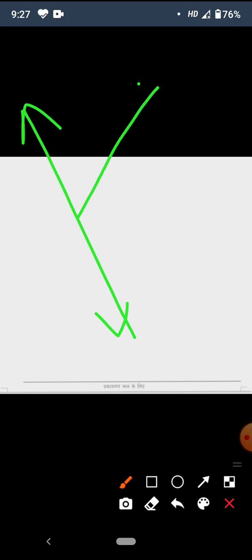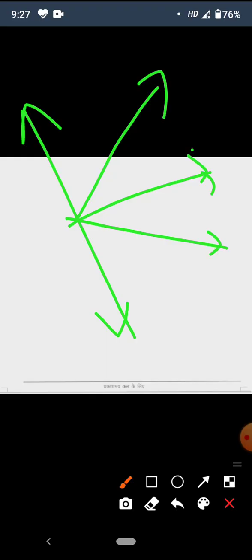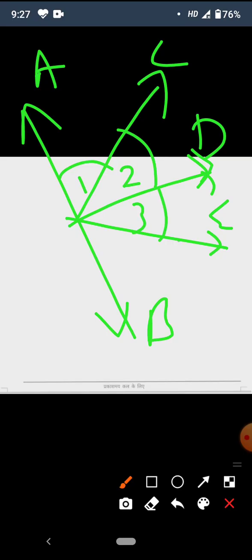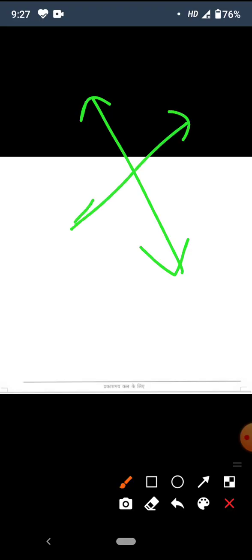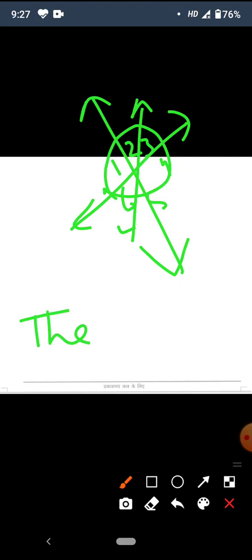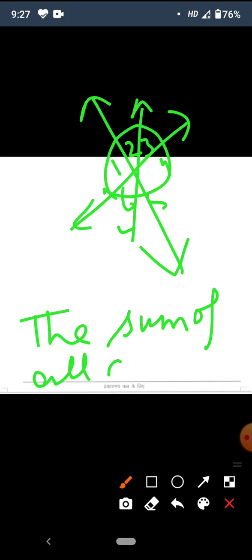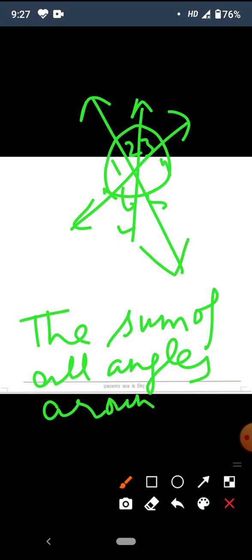Now the next thing is, suppose there is a line and there are many rays standing on this line, A, B, C, D, E. The sum of all these angles is 180 degrees. The sum of all angles on the same side of a line is 180 degrees. And suppose I draw many rays from a point. The sum of all angles around a point is 360 degrees.